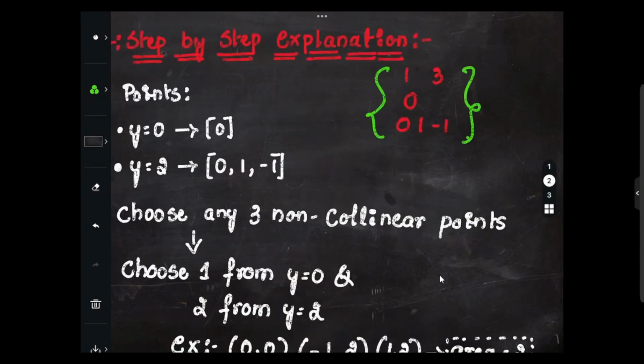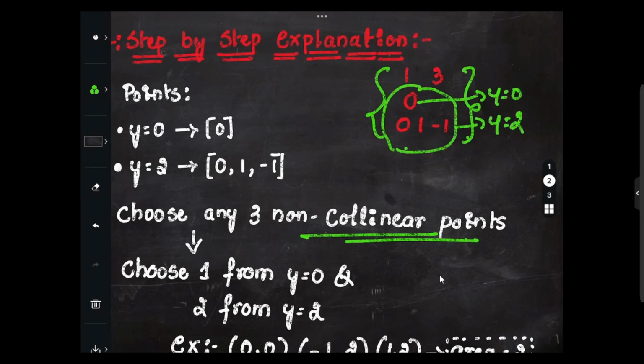I hope this part is completely clear, right? We have to choose any three non-collinear points from these 4 points, on y equals 0 and y equals 2. So from this we can form only one triangle, right? We can choose any three non-collinear points, meaning we cannot choose them in a straight line when we say collinear. So we need to choose 1 point from y equals 0, and 2 points from y equals 2.